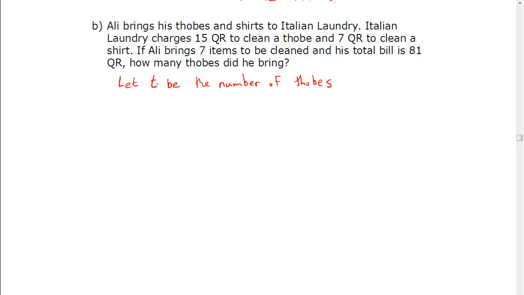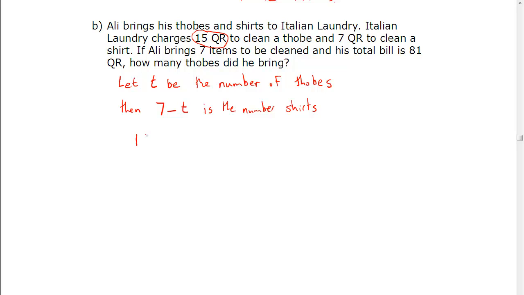If T is the number of thobes, and there's 7 items altogether, then 7 minus the number of thobes has to be the number of shirts. So 7 minus T is the number of shirts. Well, we know that to clean 1 thobe is 15 Qatari riyals. So to clean 2 thobes would be 2 times that, which would be 15 times 2, which is 30. 3 thobes, 3 times 15, and so on. We don't know how many thobes, we just know it's T.